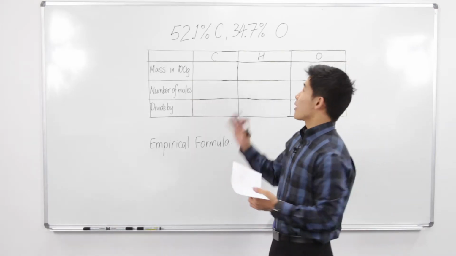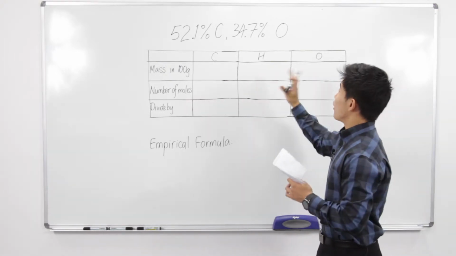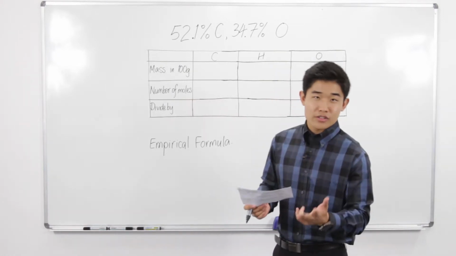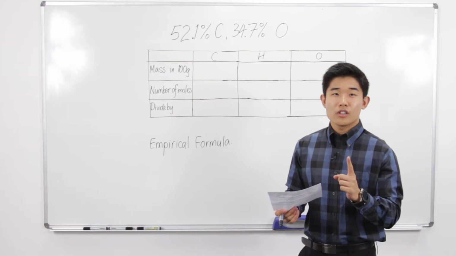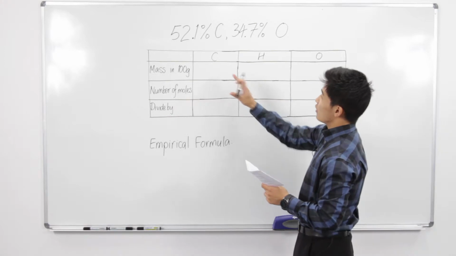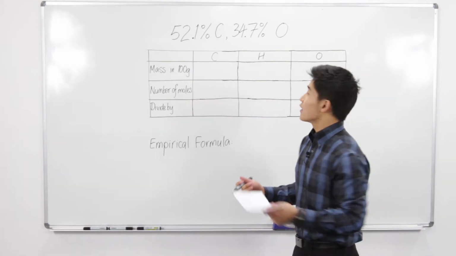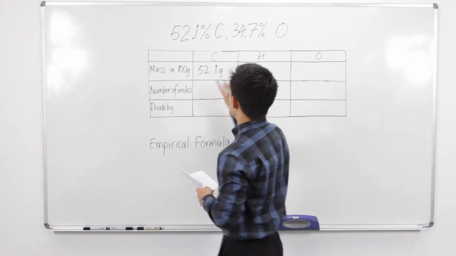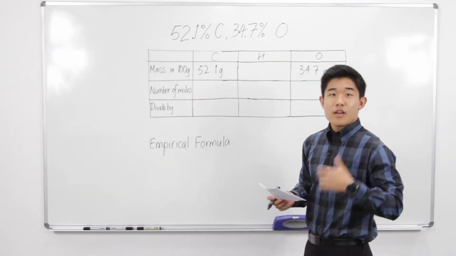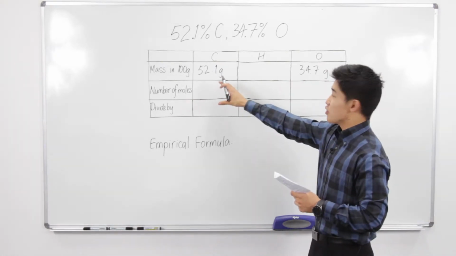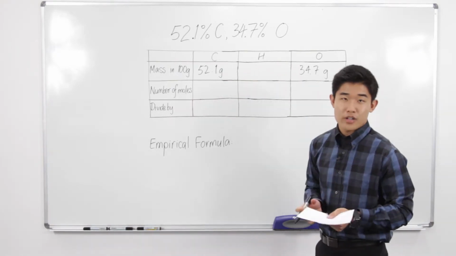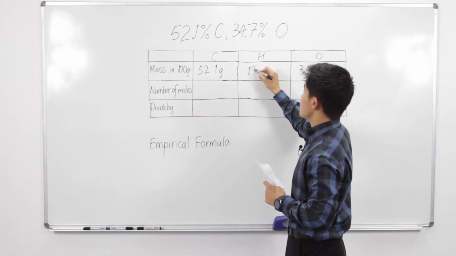In this compound, we have 52.1% carbon and 34.7% oxygen. We know this organic compound is composed of carbon, hydrogen, and oxygen. Our first step is to find the mass of each constituent element in 100 grams of this compound. So for carbon, 52.1% of 100 grams is 52.1 grams. For oxygen, 34.7% is 34.7 grams. So that means by subtraction, 100 minus 52.1 minus 34.7 must give us the value for the mass of hydrogen atoms. In this case, it's equal to 13.2 grams.